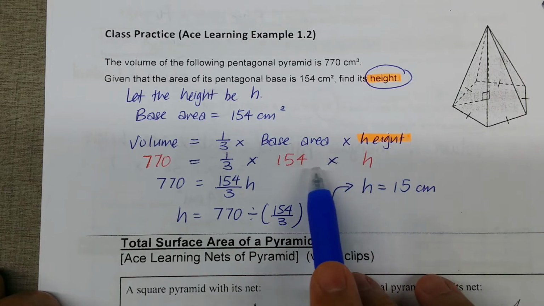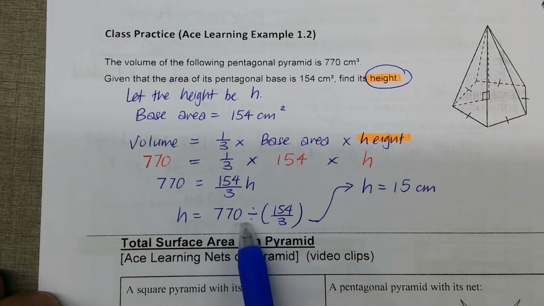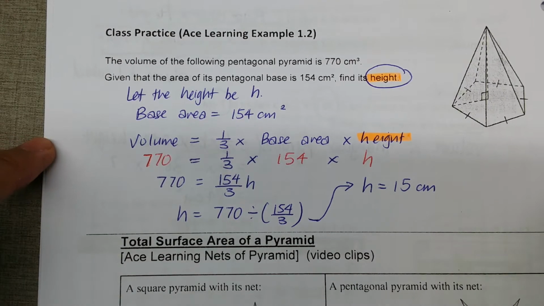Okay, multiply these three up, I get this. 770 divided by this, I get h. So h is 15 cm. If you need more time, pause the video. As I said, this is supposed to be your holiday assignment.